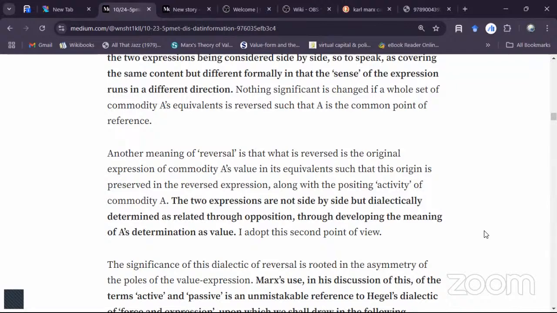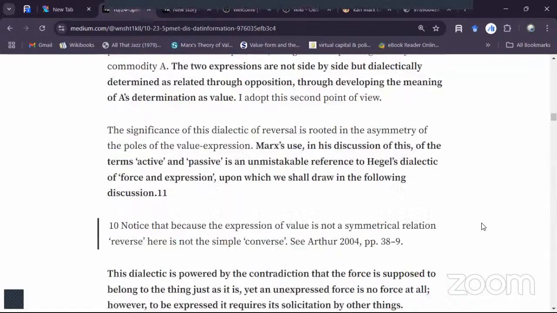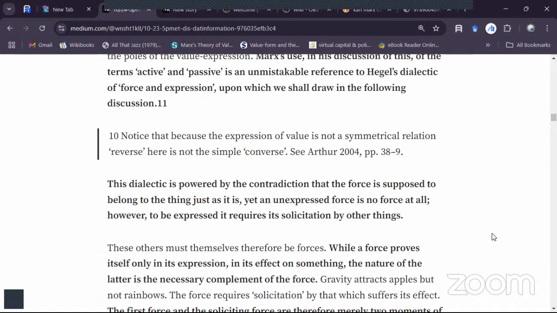So this is the second point of view adopted by Chris Arthur. The significance of this dialectic of reversal is rooted in the asymmetry of the poles of the value expression. Marx's use in his discussion of this of the terms active and passive is an unmistakable reference to Hegel's dialectic of force and expression. Say force is active, expression is passive, upon which we shall draw in the following discussion. This dialectic is powered by the contradiction that the force, the active thing, is supposed to belong to the thing just as it is. Yet an unexpressed force is no force at all. However, to be expressed, it requires its solicitation by other things.